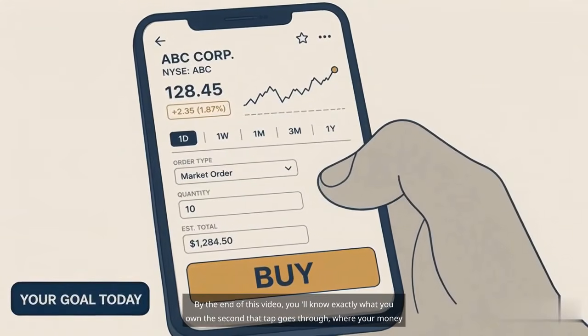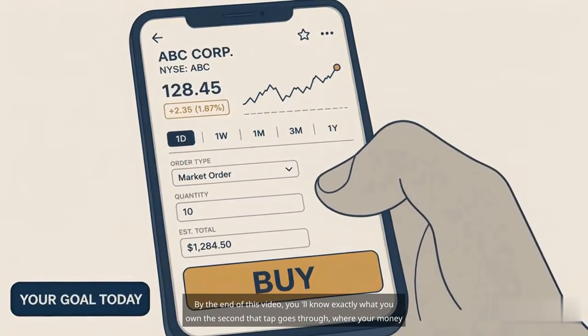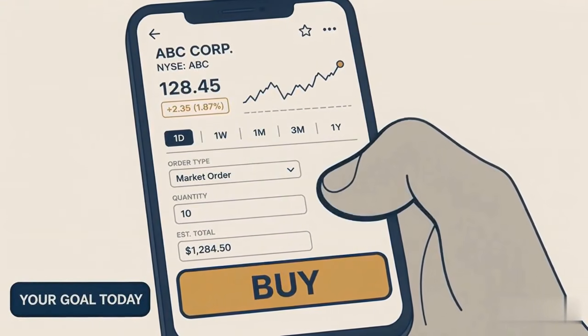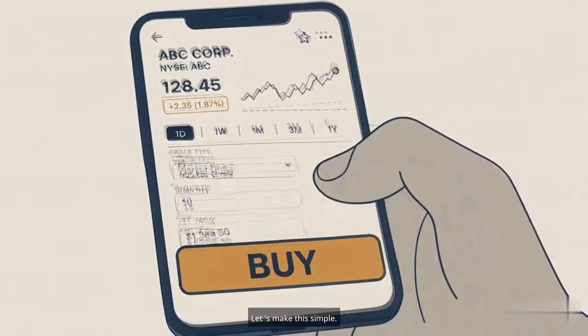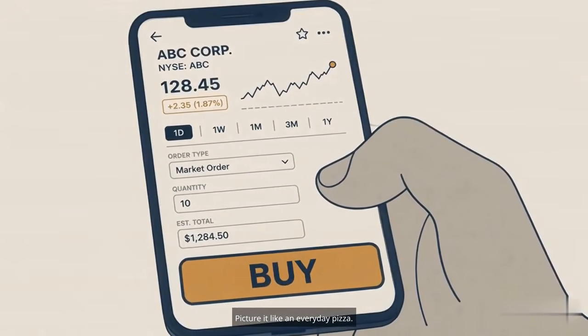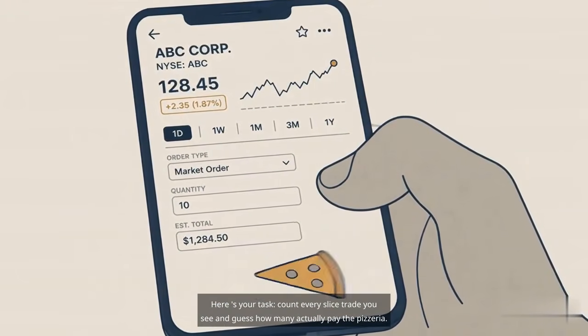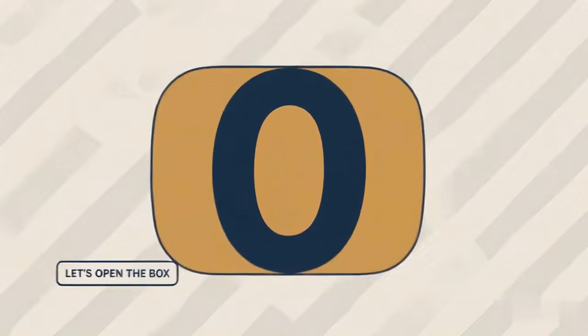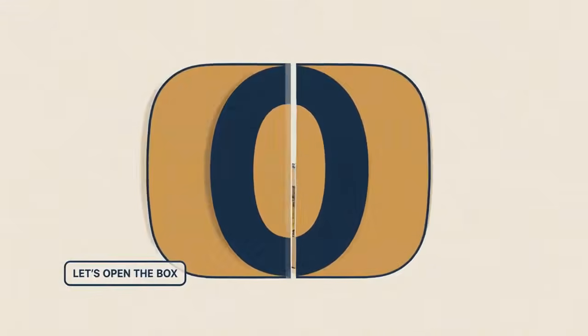By the end of this video, you'll know exactly what you own the second that tap goes through, where your money goes, and where it doesn't. Let's make this simple. Picture it like an everyday pizza. Here's your task. Count every slice trade you see and guess how many actually pay the pizzeria. One slice at a time.